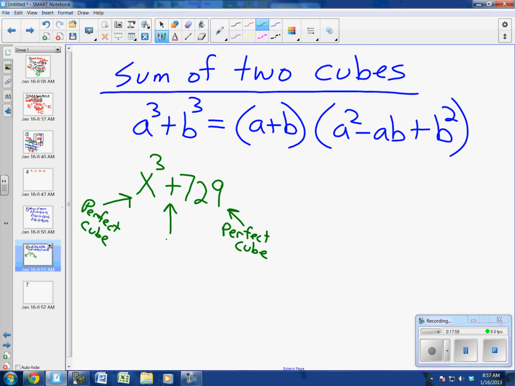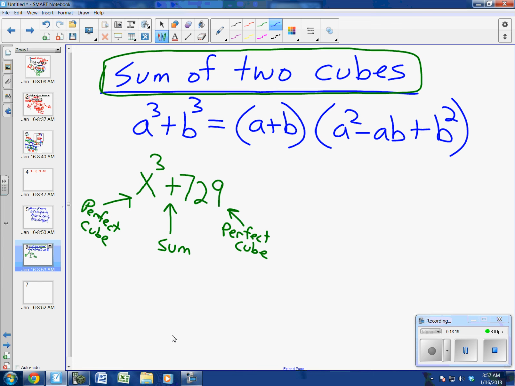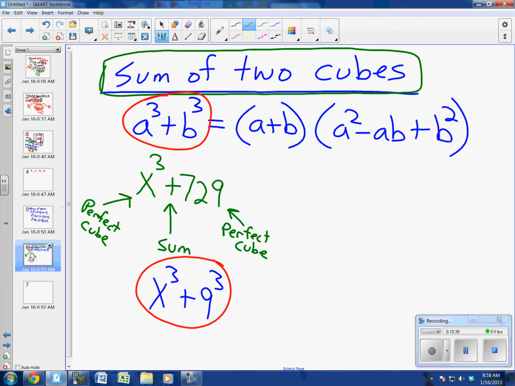And what does this thing right here mean? It means we're adding, we're a sum, right? This is called a sum of 2 cubes. Everybody got that? That's called a sum of 2 cubes. Now, I can rewrite this problem: x cubed plus 9 cubed. Okay. So it is in the form of this right up here. See now? It is the same as this.